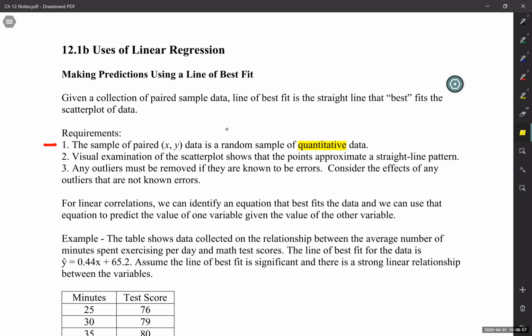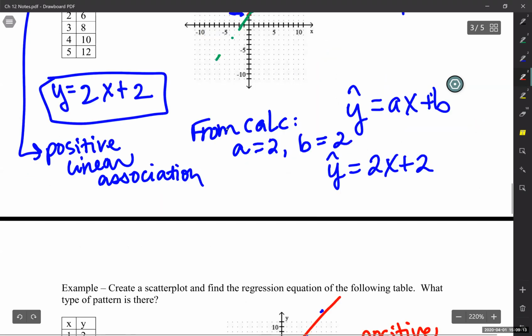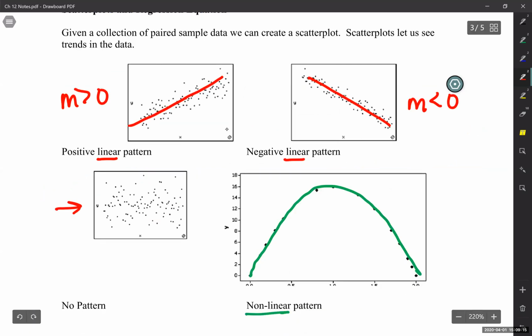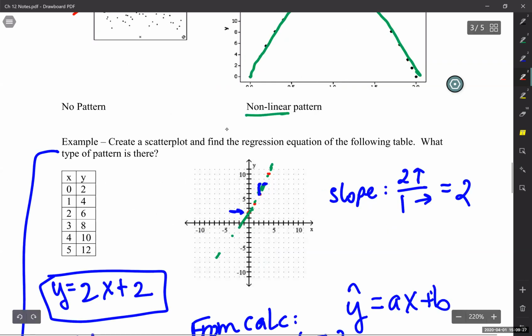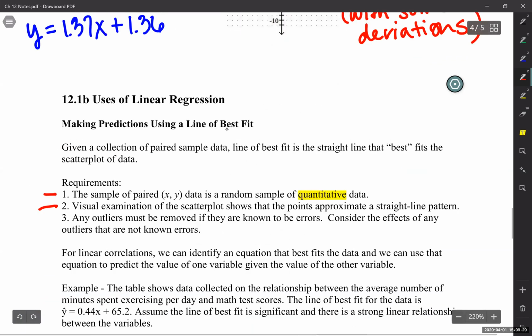Okay, so step number 2 is just looking at the scatter plot. The points show approximately a straight line. Going back to that example from before with the pattern, this is not a good picture to use to make predictions because there's no pattern to it, and I can't make a prediction if I don't have a pattern. And the third one is that outliers be removed if they're known to be errors.